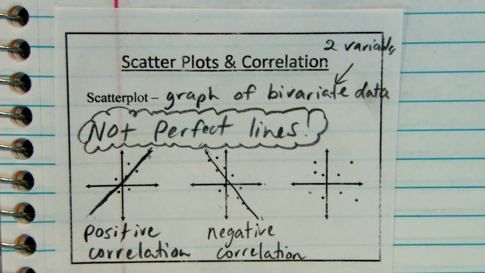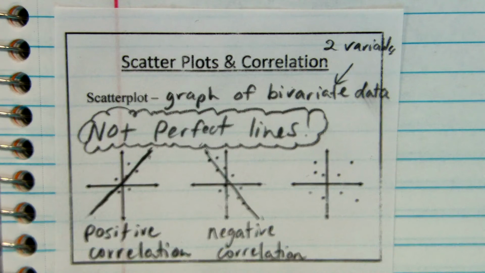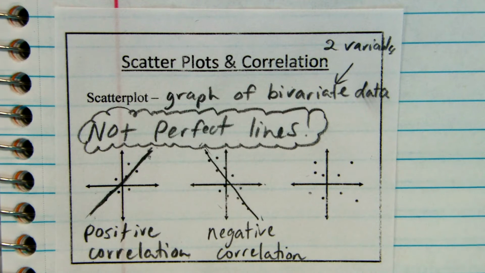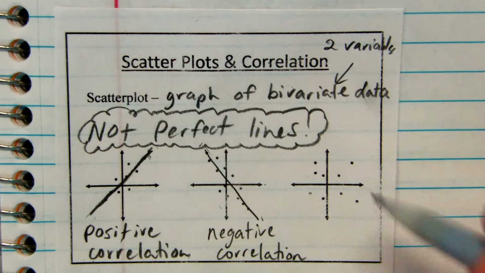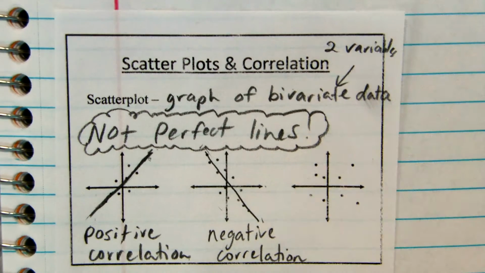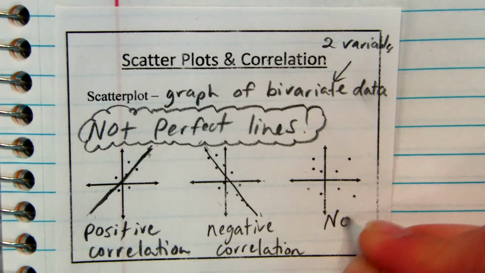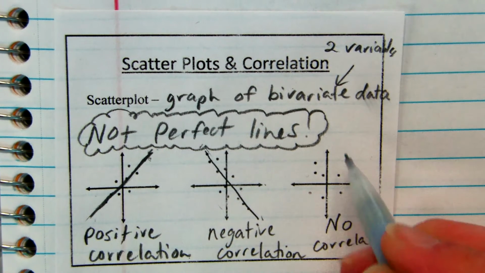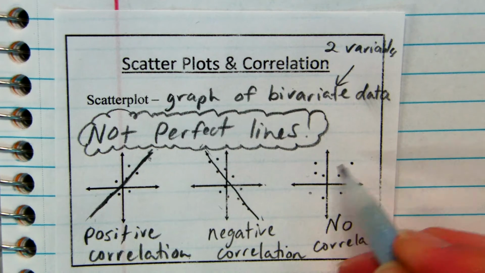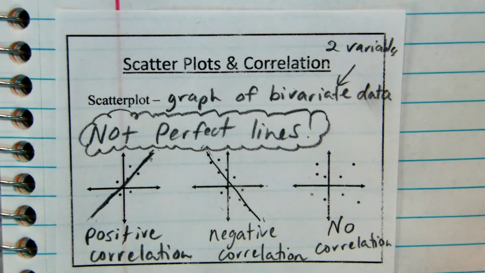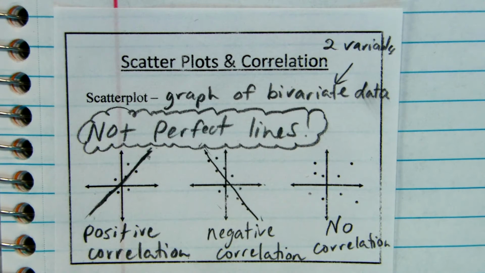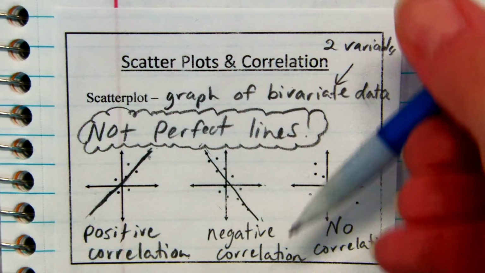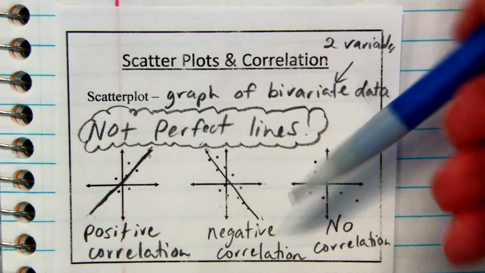Sometimes when they do a study and they're trying to find a relationship between two things, they find out there really isn't any relationship at all. That's when the dots are just all over the place. We would call that no correlation. There's no trend showing up there at all. I can't really put a line in there to approximate anything. Actually, you can have a calculator do it, but really, it's not going to fit.